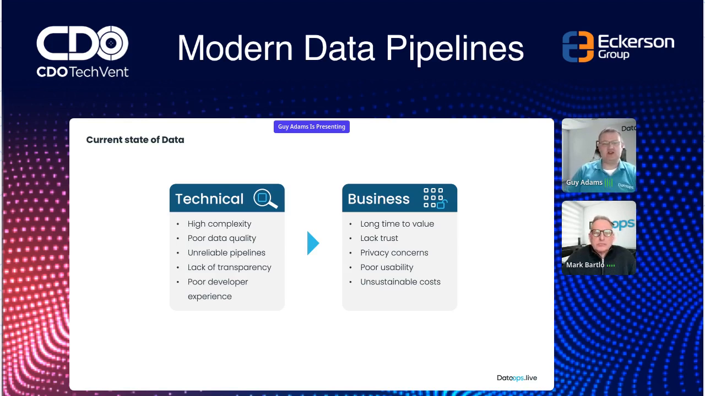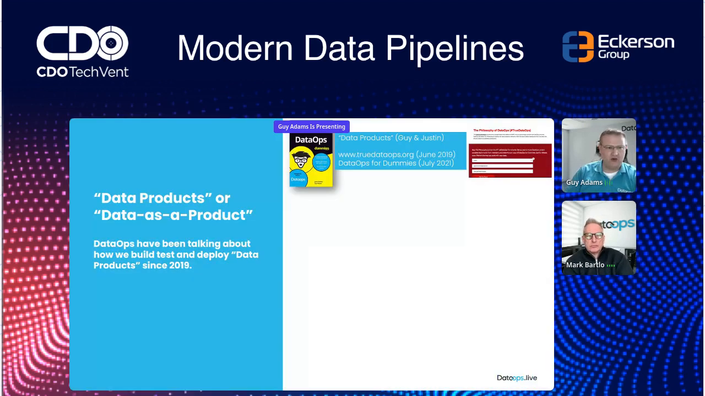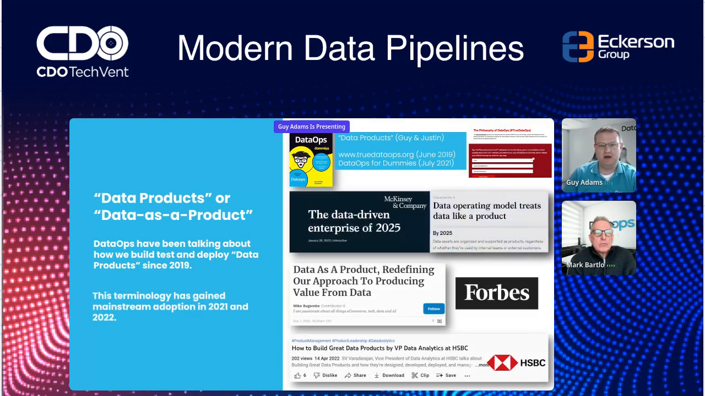So we are looking to address these, and the industry is looking to address these via a new approach. And by new, I don't mean brand new. We've actually been talking about this right since back in 2019. It was one of the very first things we wrote about in the book DataOps for Dummies and the True DataOps microsite, the True DataOps philosophy. But since then, the concept of data products has become significantly more prevalent. And in the press, you'll see it now talked about extensively.